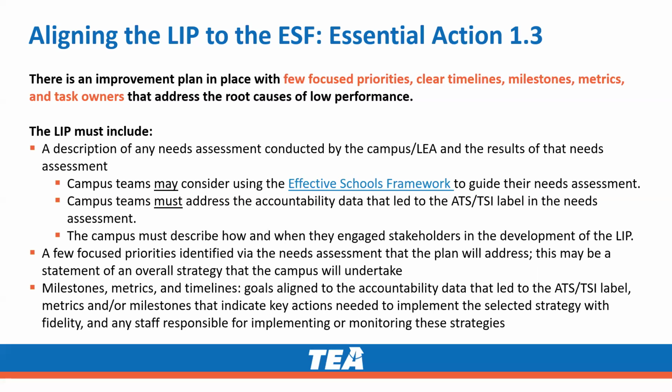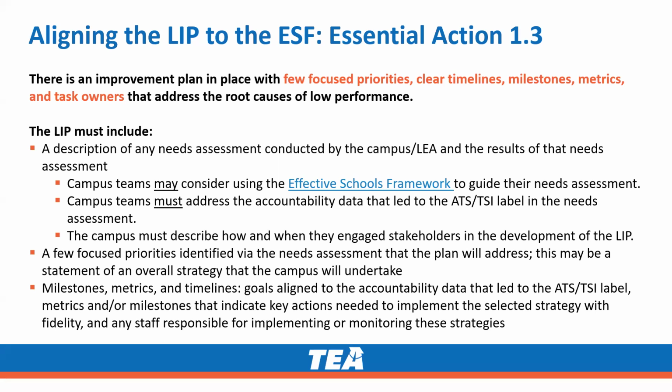You're not required to engage in one of those, but if you choose to, the ESC can help with that. What has to be in this part of the needs assessment, though, is you must address the accountability data that led to the ATS or TSI label. So again, Chapter 10 of the Accountability Manual can support you in learning how your campus was identified, what student groups might have led to the identification, and your TPRS reports can also show the data that you might use to conduct this needs assessment.